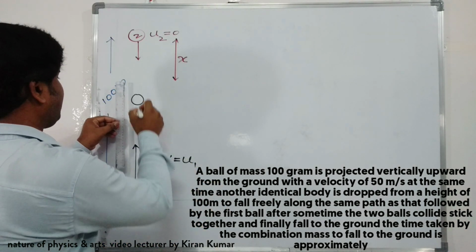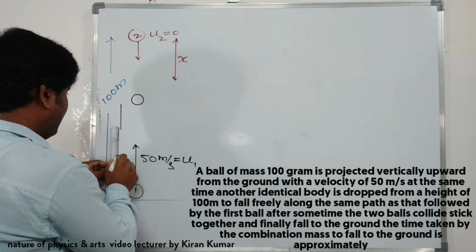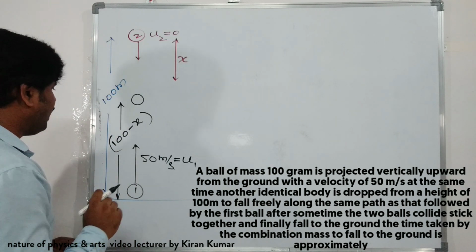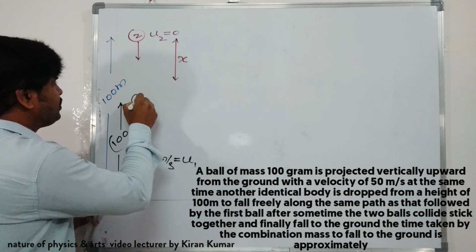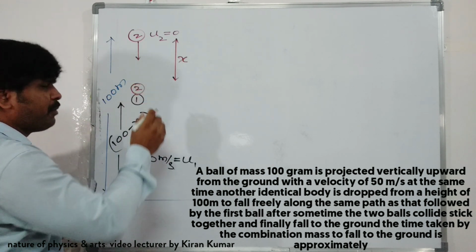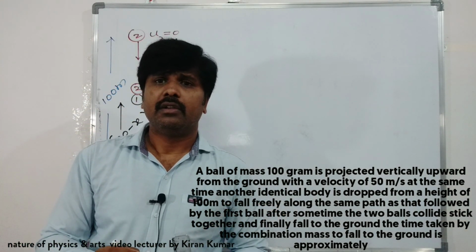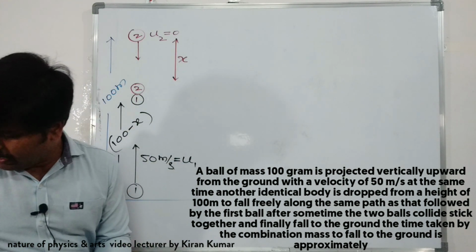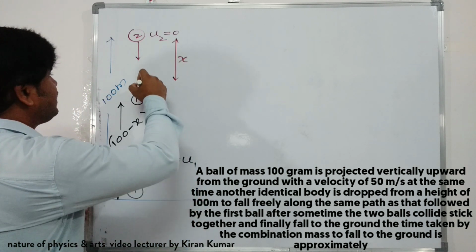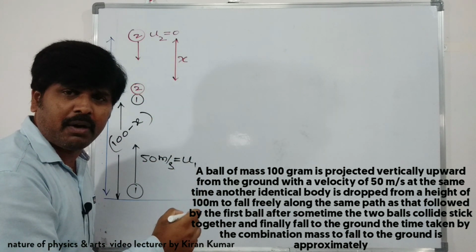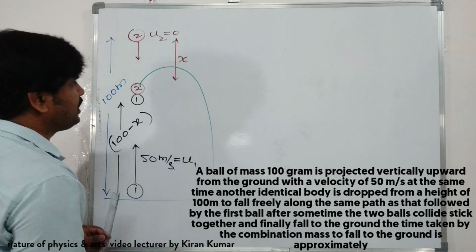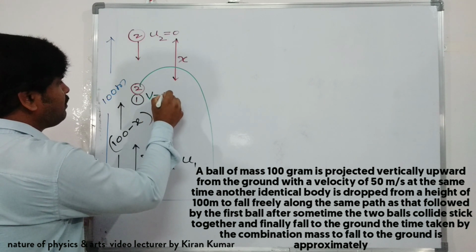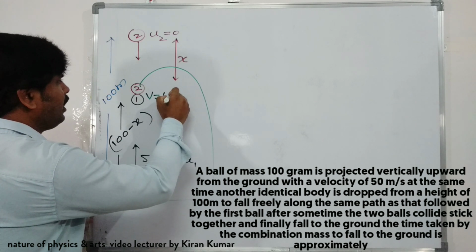For the first body, this distance is 100 minus x. The first body reaches this position and the second body reaches here. This is the second body. Now the first body and second body combine, so we take the combined mass as m1 plus m2. Now both are combined with each other, so this is like a vertically upward projected body from the top of the tower, which is moving like this. Here the velocity of the body is taken as v, the initial velocity of the combination.